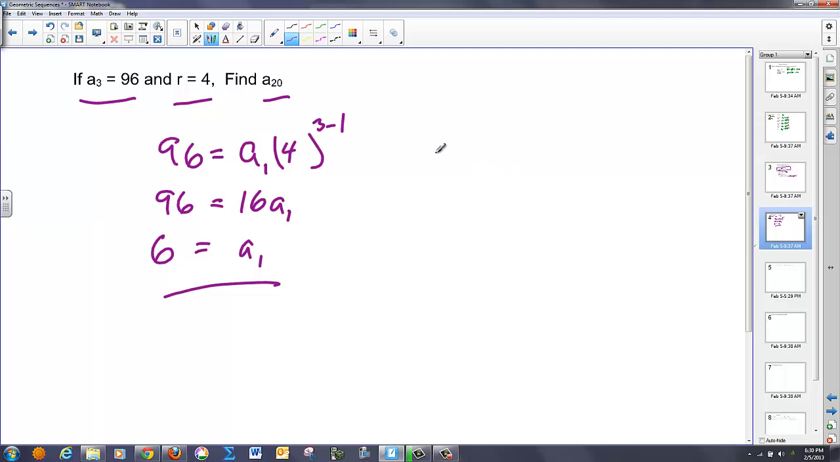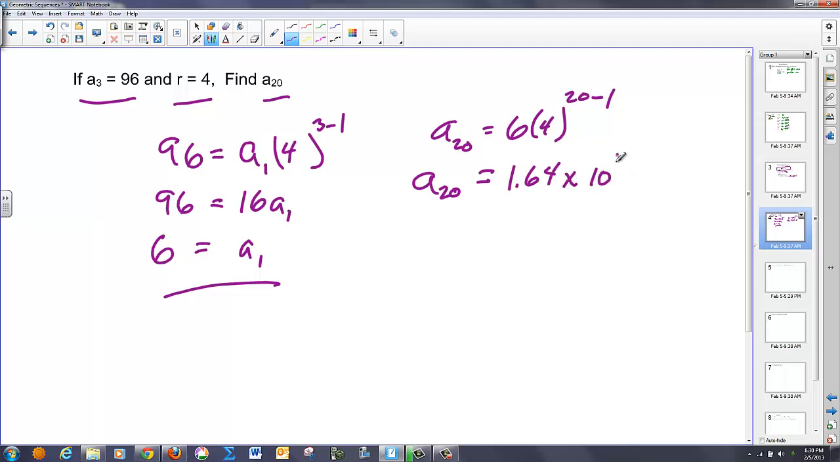Now I'm going to do a second equation and say I'd like to find my 20th term. That's going to equal my first term, which is 6, times my ratio, which I know is 4 since that gets given to us, raised to the subscript, which is 20 minus 1. So this is going to be rather large, so large that it goes to scientific notation. So the 20th term is equal to roughly 1.64 times 10 to the 12th power.